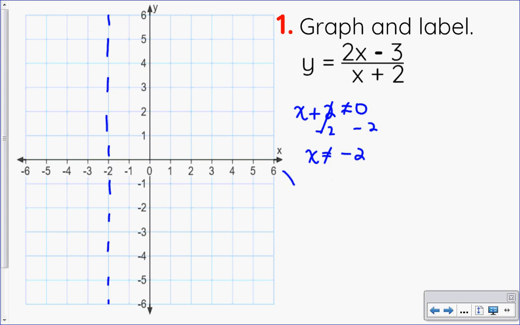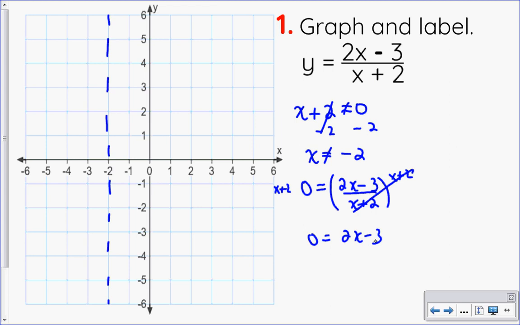Okay, second place I'm going to go to is my x-intercept. To find an x-intercept, I let y equal 0 and solve for x. To solve for x, I would multiply both sides by x plus 2 to get rid of the denominator. 0 times x plus 2 is 0. And you can see a little shortcut there: you just set the numerator equal to 0. So I will add 3 to both sides, divide both sides by 2. So I get 3 over 2, which is 1.5. So I'll label that as well.